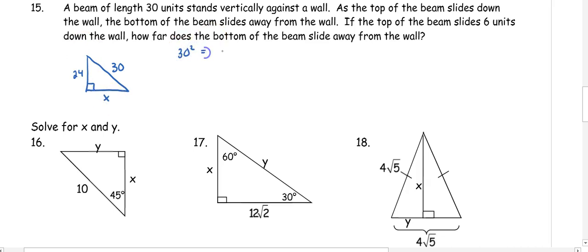So we have 30 squared equals 24 squared plus x squared. So we get 900 equals 576 plus x squared. So x squared equals 324. And when we take the square root, we get that x is 18.